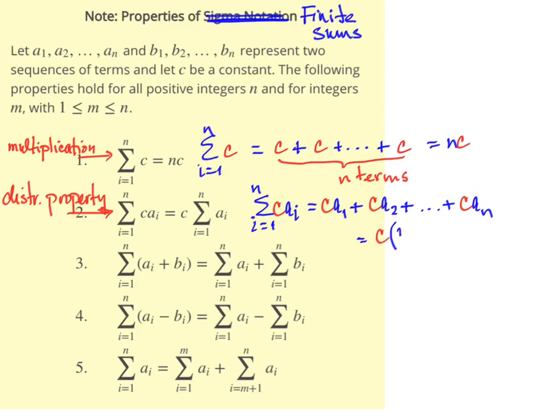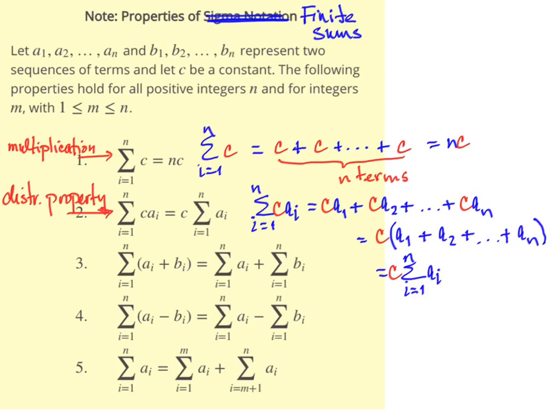Each one of them has a c, so let me pull the c out. So I'm left with a_1 plus a_2 plus a_3 up to a_n. I just used the distributive property, and now I can write that sum in sigma notation. So this is c times the sum from 1 to n of a sub i. So that's what the second property says. The other properties I'm not going to verify, but you can verify them yourselves, and you'll be using all of them in your homework.